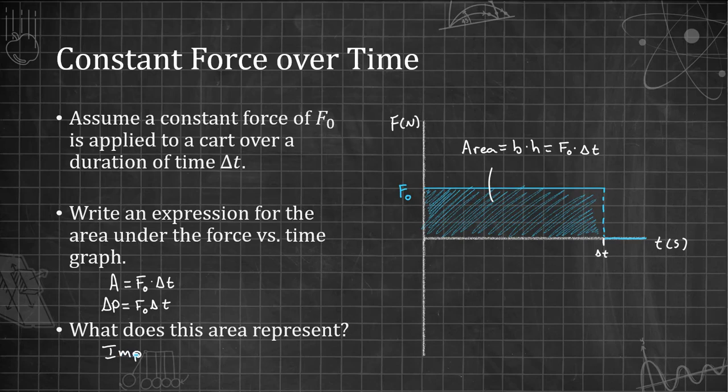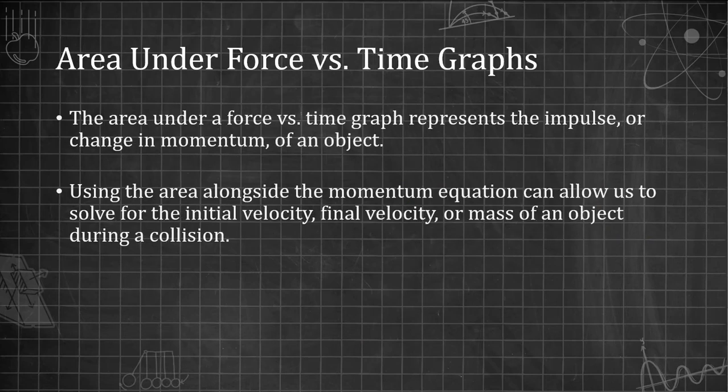So to answer our second question, what does this area represent? The area under a force versus time graph represents the impulse delivered to the object, or the change in momentum of that object. So once again, to formalize this note here, the area under a force versus time graph represents the impulse or the change in momentum of an object.